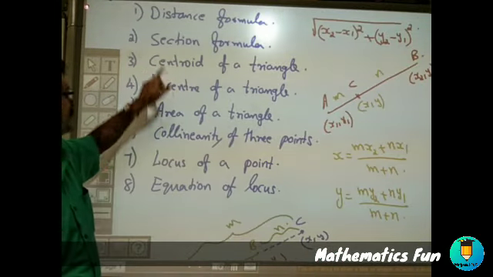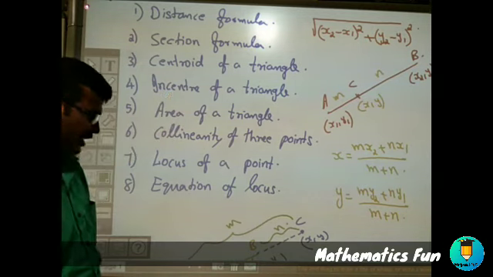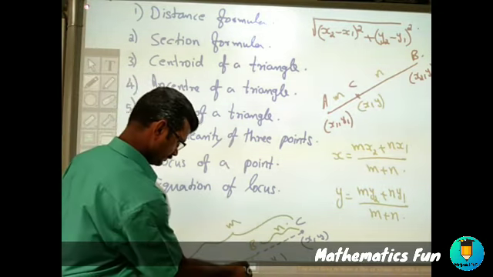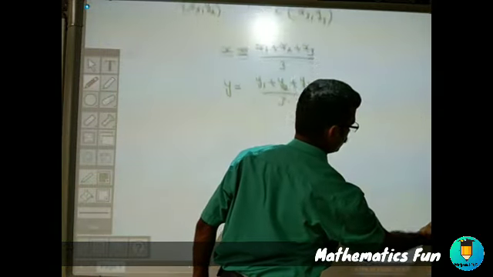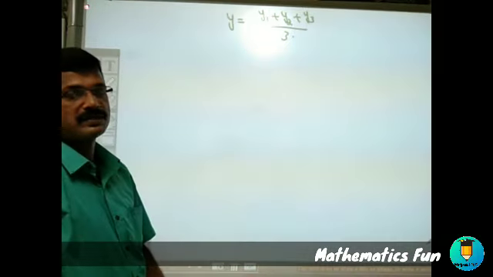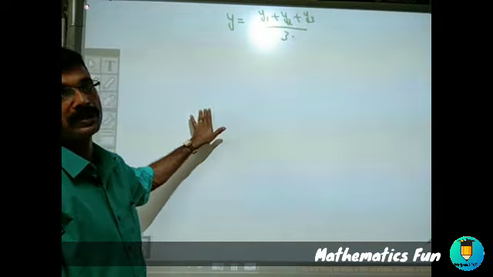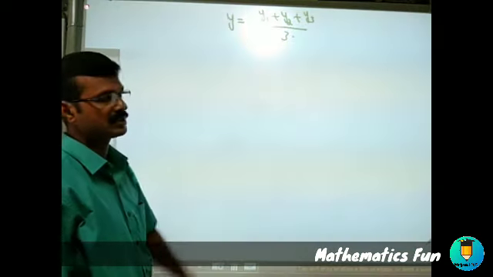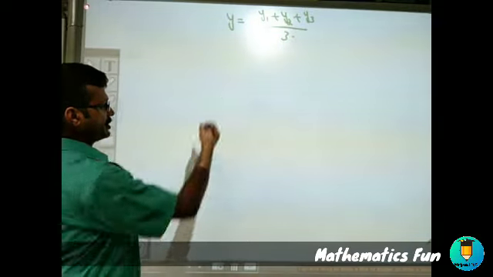Now the next one, after centroid, is the incenter of a triangle. What is incenter? We know incenter is the center of the incircle. How can we find the center of the incircle? By drawing angle bisectors. So we can say that incenter is the meeting point of angle bisectors.